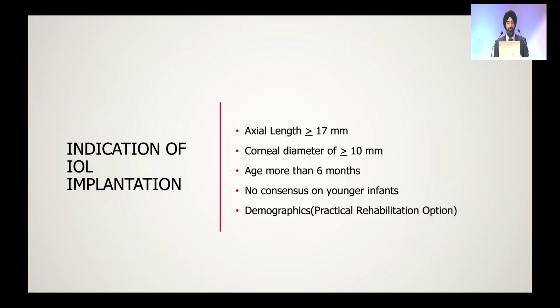So what are the indications for IOL implantation in children? Of course, this is universal: when your axial length is more than 17 millimeters and you have a corneal diameter of 10 millimeters or more. This is based on biometry, but then also based on age. There is basically a consensus that below 6 months of age you do not implant an IOL. And of course, based on other biometric factors, even if the child is above 6 months, demographics has a big role, especially in the context of India versus the Western countries.